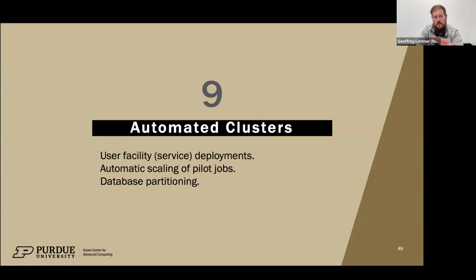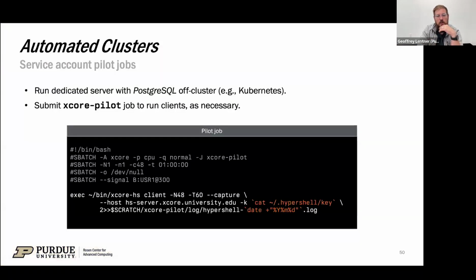Lastly, instead of using the built-in feature, something that I've arranged quite a bit at Purdue so far with a number of different core facilities, what you can do is take the Hypershell server and use it with a Postgres database instead of SQLite and deploy that in a dedicated environment off cluster somewhere else. So in our case, we have a private cloud environment that sits next to the HPC, and it's not a Slurm cluster, it's a Kubernetes cluster.